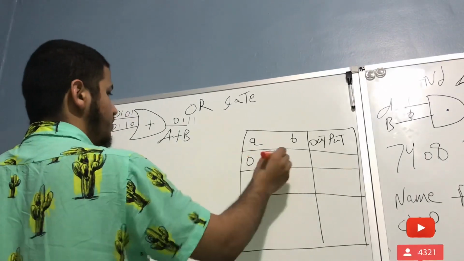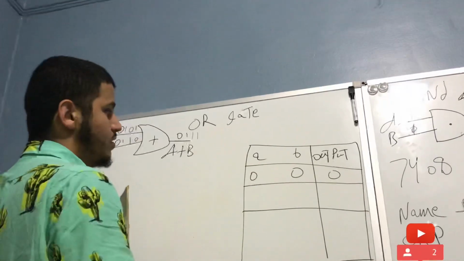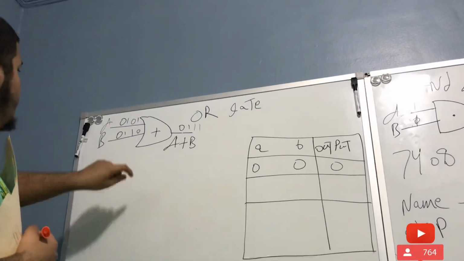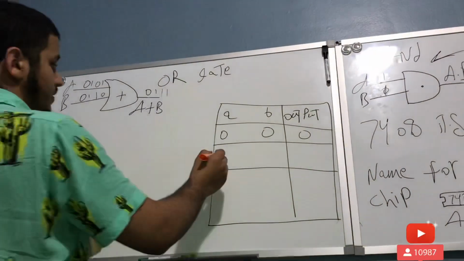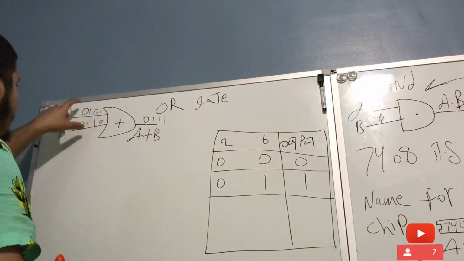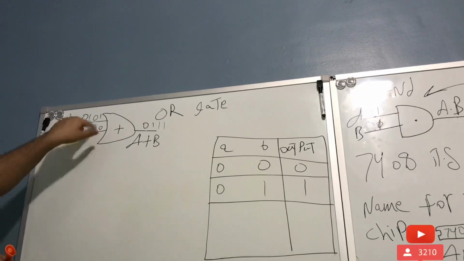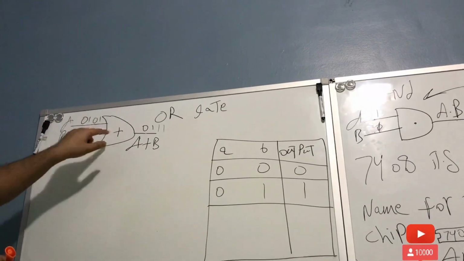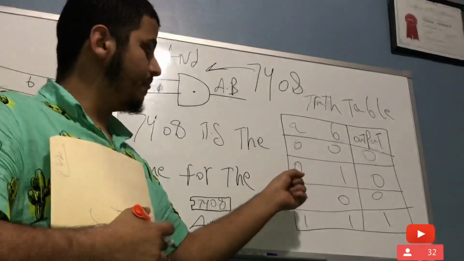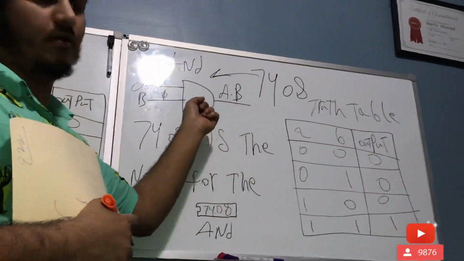If we have 0 in A and 0 in B, the output will be 0. As I told you, 0, 0, the output will be 0. If we put 0, 1, the output will be 1. It's plus, because look, 0 plus 1 is 1. 1 plus 0 is 1. And here, in this one, it's times, see? It's A times B. This is like a multiply.